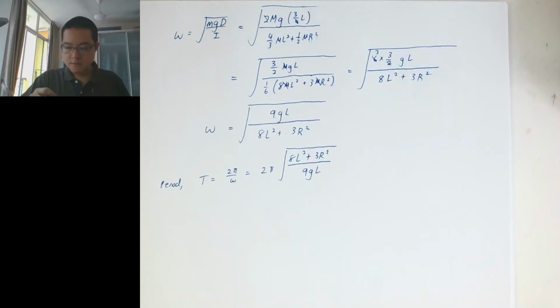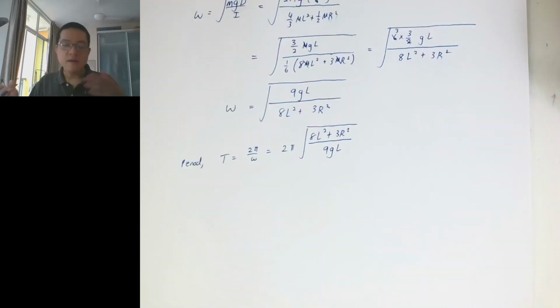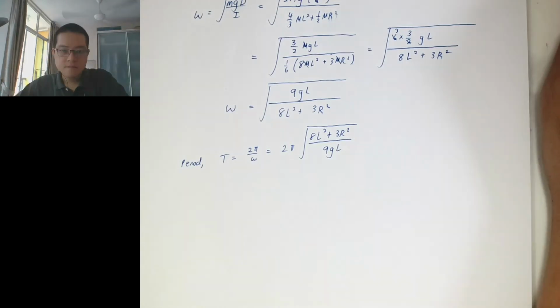Okay. So yeah, physical pendulum, very simple. You just need I and then the distance. So just make sure you calculate the distance correctly. Okay. Any question? If not, then we are going to go to a different topic now.